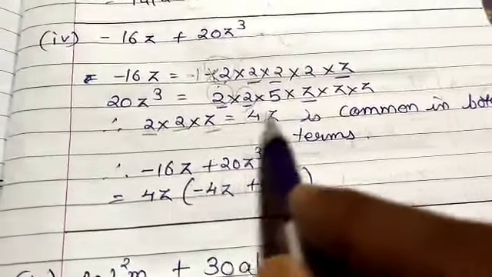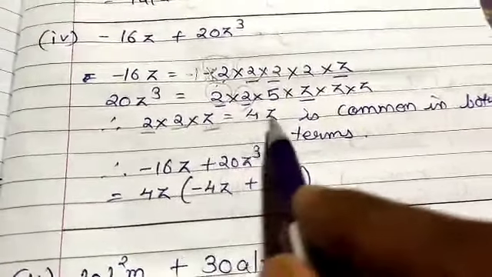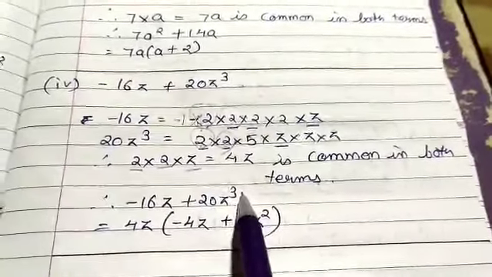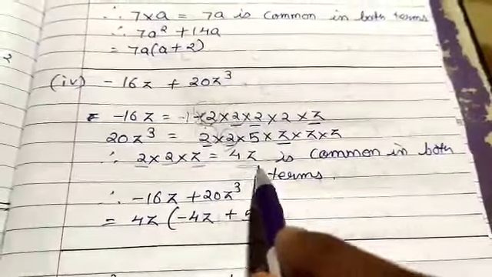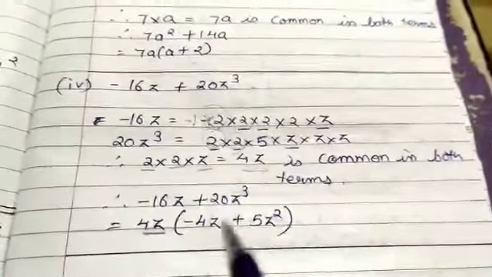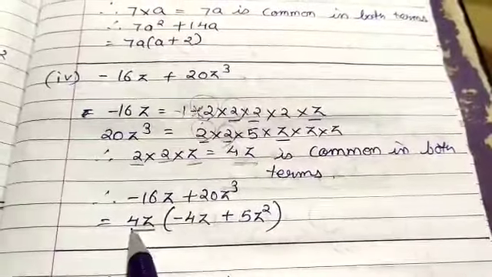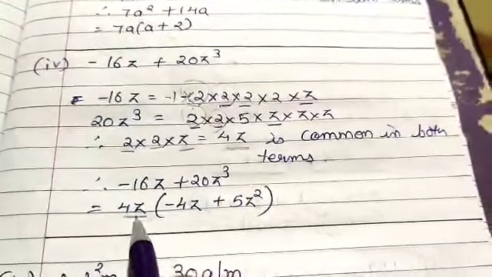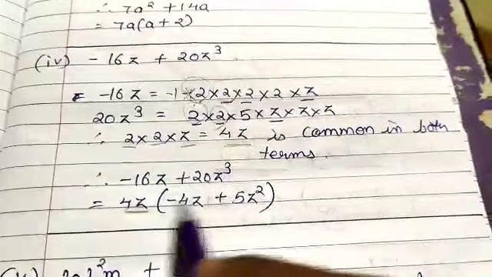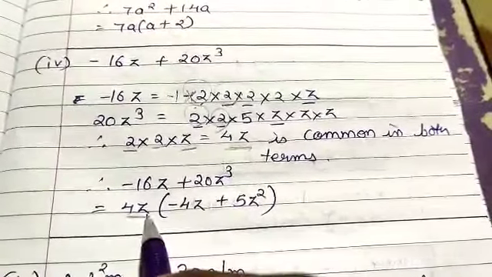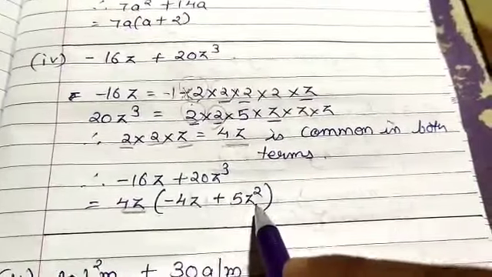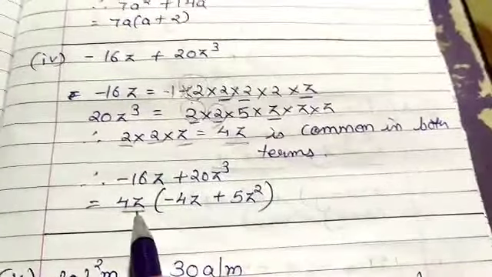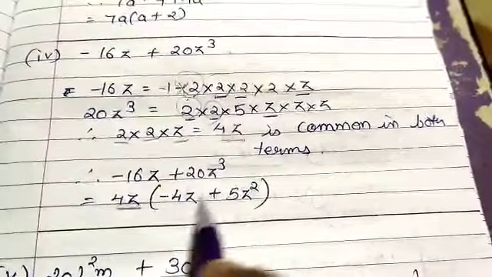So 2 2s are 4, 4 into z is 4z. So we can write that 4z is common in both terms. Then write down this expression again, that is negative 16z plus 20z cube. So this 4z is common, so write it over here. And inside the bracket, it's very simple. How to get 16z over here? 4 4s are 16, so positive into negative, that is negative 4z, plus how to get 20, so 4 5s are 20, and from z cube, z we had already taken as a common, so from z cube, z square will remain. That is 4z in bracket negative 4z plus 5z square.